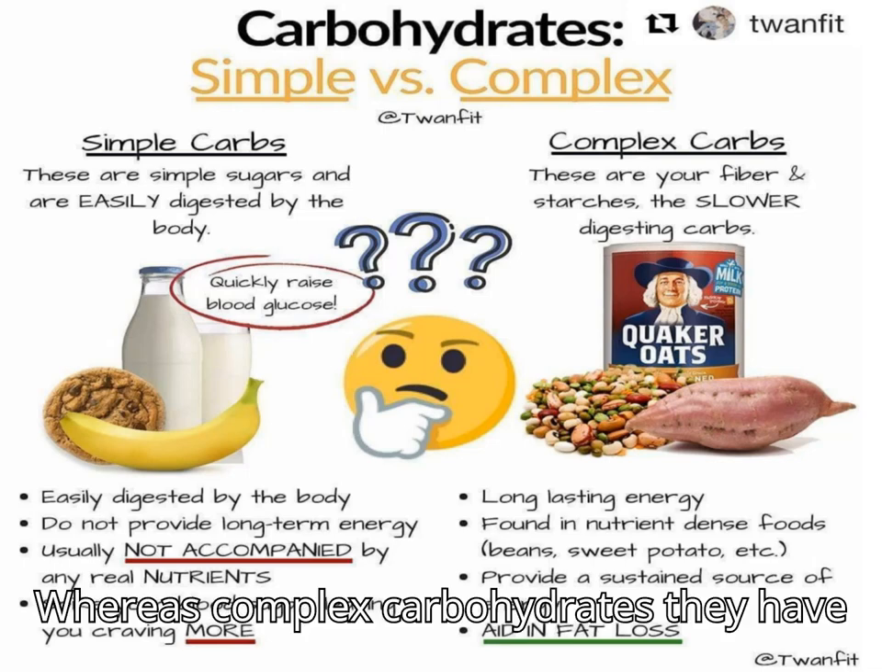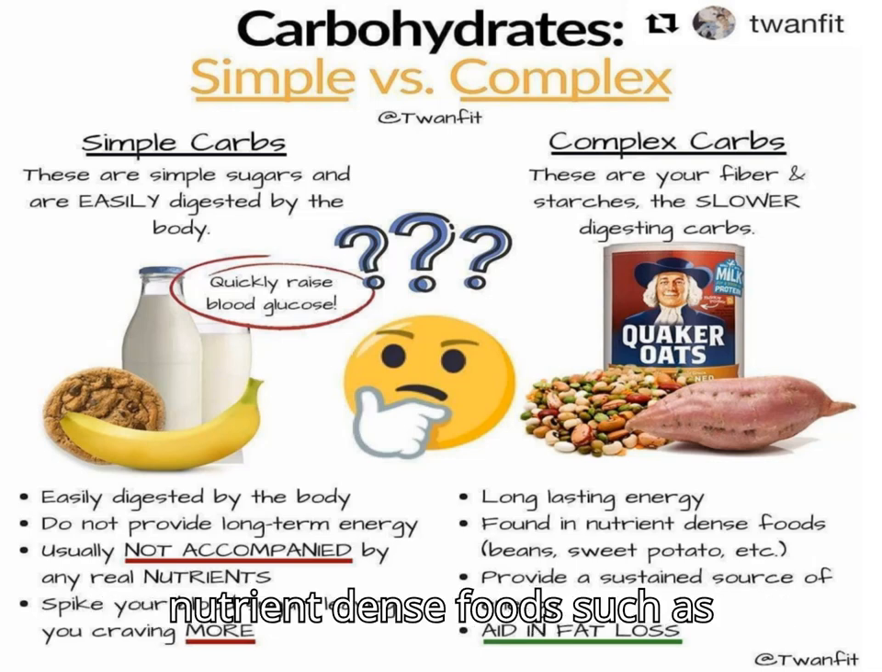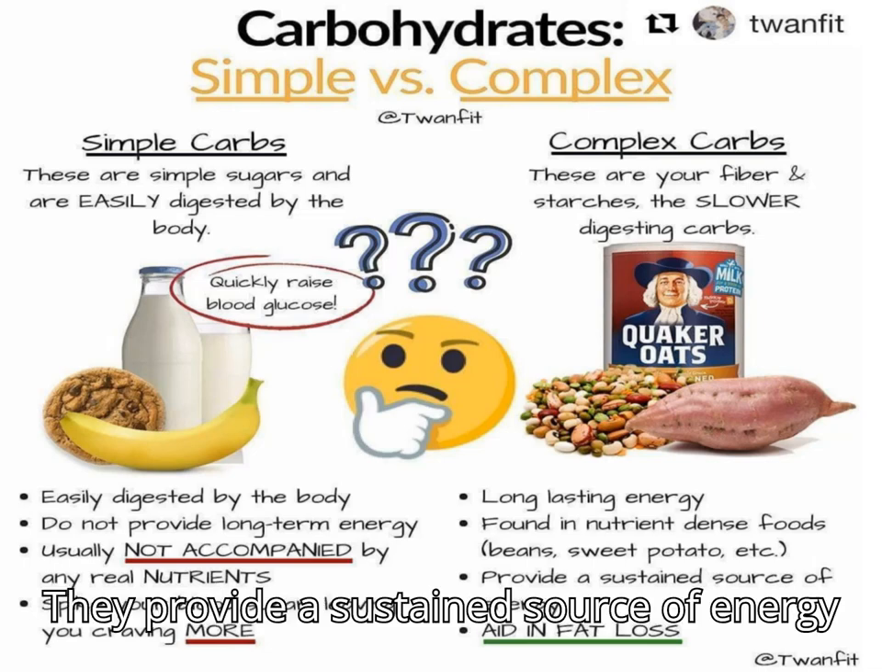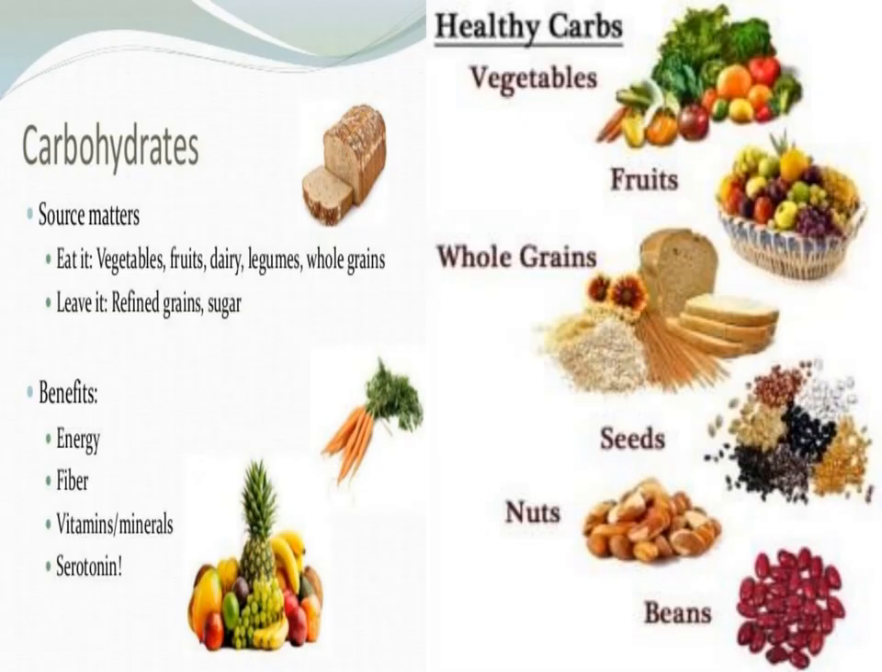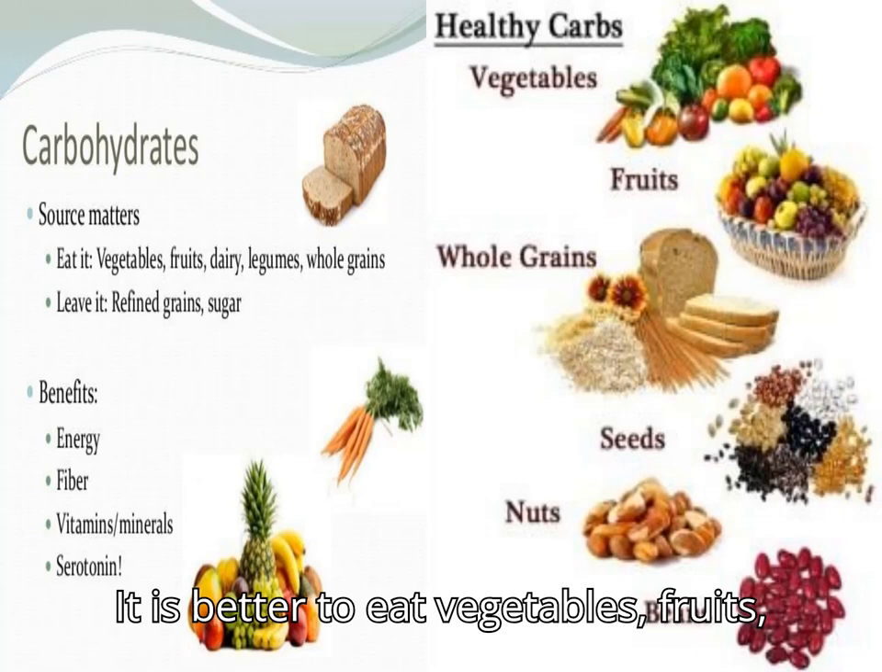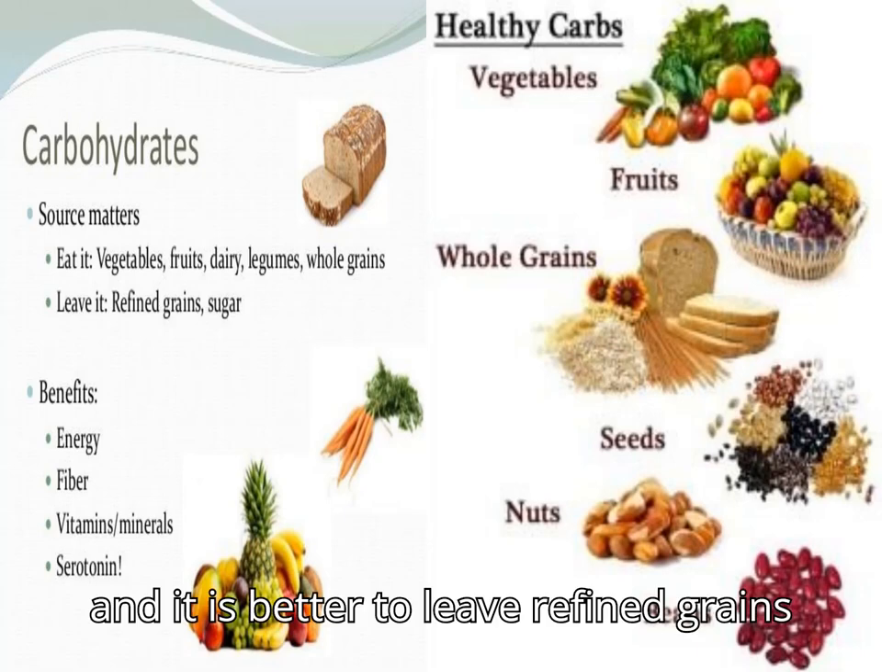Whereas complex carbohydrates have long lasting energy. They are found in nutrient dense foods such as beans, sweet potato, etc. They provide a sustained source of energy and they aid in fat loss. It is better to eat vegetables, fruits, dairy, legumes, and whole grains, and it is better to leave refined grains and sugar.